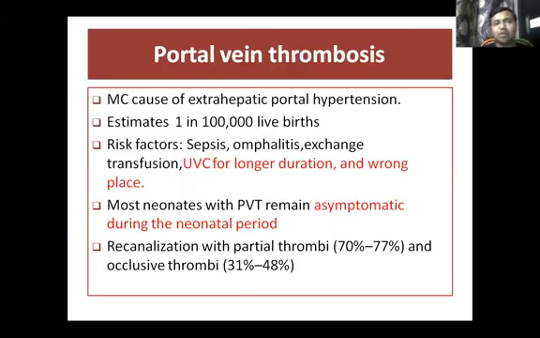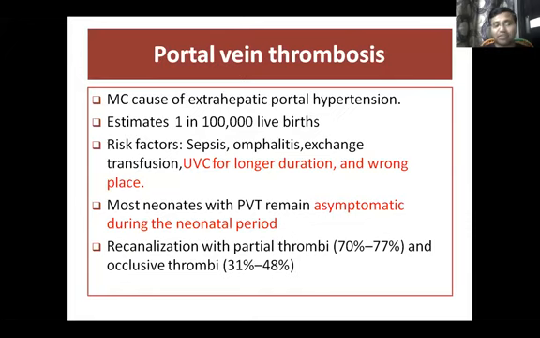It is the most common cause of extrahepatic portal hypertension. Estimates are again 1 in 1,000 live births. Risk factors are sepsis, NEC, extended transfusion, and most important is longer duration of the line. If it is more than 14 days, or in the wrong place, especially if you place the line in low-flow veins, especially in hepatic veins, the chances of thrombosis are more. And in most cases, as I told, it is asymptomatic in the neonatal period. That's why he is asymptomatic and growing well: 1.2 kg, now at 5 years he weighs around 15 kg, meaning he is well grown. So that's why most are asymptomatic.